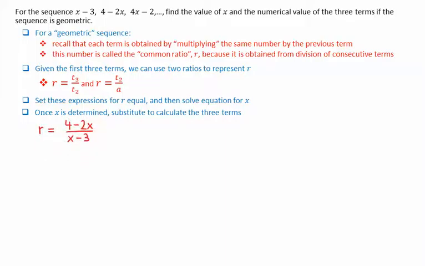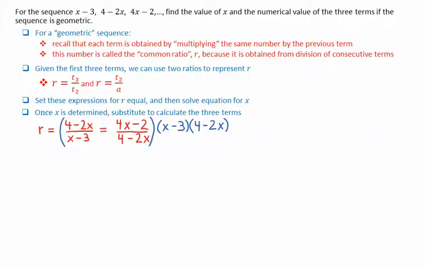r then is equal to 4 minus 2x, the second term, divided by x minus 3, the first term. It's also equal to 4x minus 2, the third term, divided by 4 minus 2x, the second term. To solve this equation for x, we can first remove the fractions by multiplying the entire equation by the common denominator, x minus 3 and 4 minus 2x.